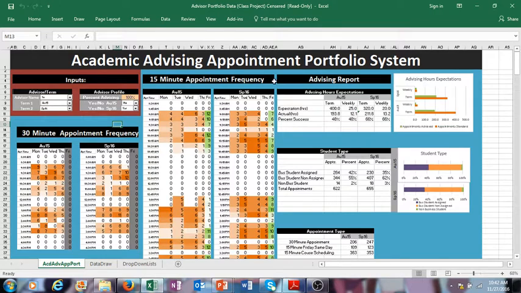Now, another thing I would like to draw your attention to that this tool provides us in terms of information is an advising report. The advising report contains advising hours and expectations, student type, and appointment type.